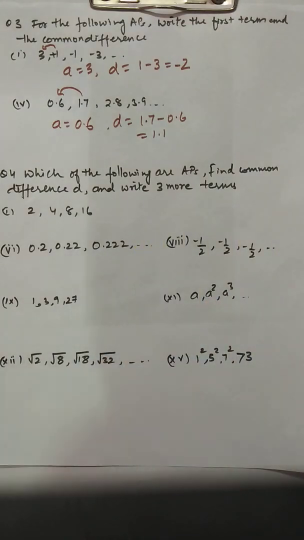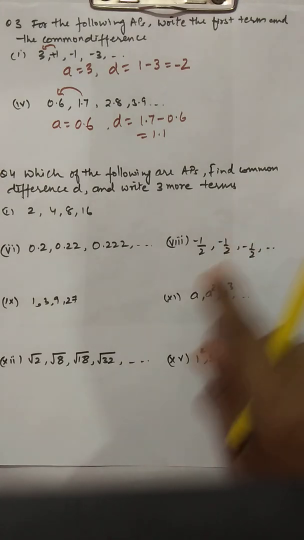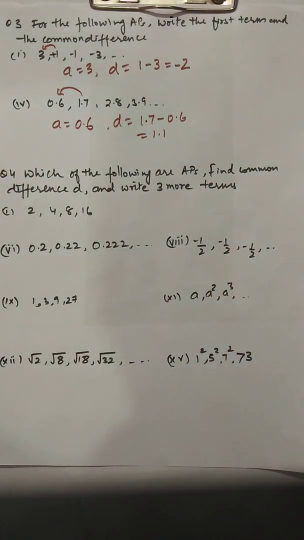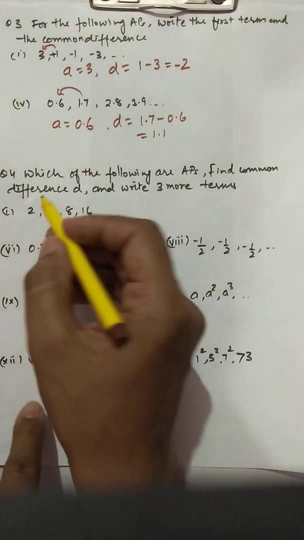Now next, question number 4. The question is which of the following are APs? First you have to decide whether they are AP or not, and if it is AP, then find common difference D and write 3 more terms. So how do we check?